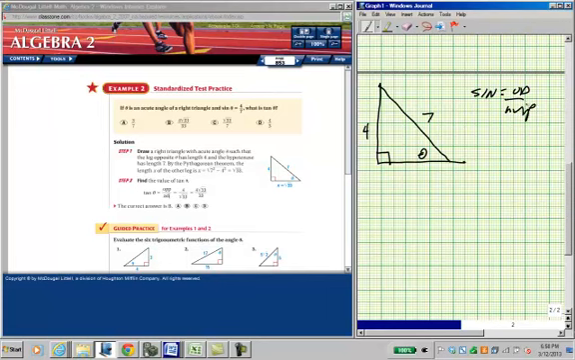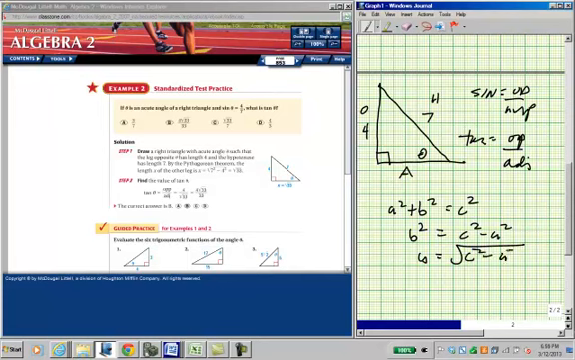Sine equals opposite over hypotenuse. Okay, 4 over 7. So what is the tangent? Well, the tangent equals opposite over adjacent. So we've got to find the adjacent side. Here's adjacent, here's opposite, and here's hypotenuse. So we're going to use a squared plus b squared equals c squared. So b squared equals c squared minus a squared. So b is going to equal the square root of c squared minus a squared.